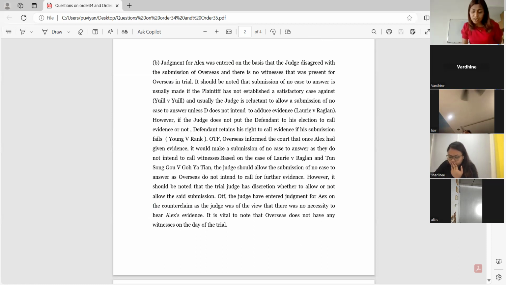Now, do you agree with this advice? Do you agree with this advice? 10 marks. Not an easy question. Only if you know the distinction between a dismissal and filing afresh will you be able to do this question. In simple terms, I want to explain to you.